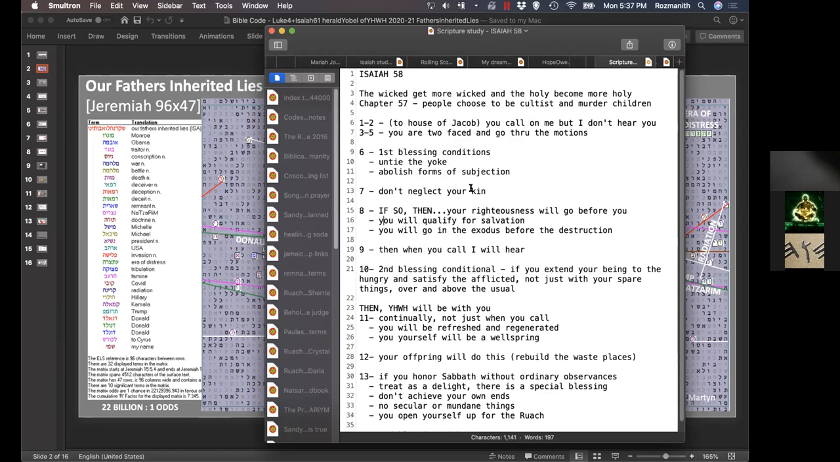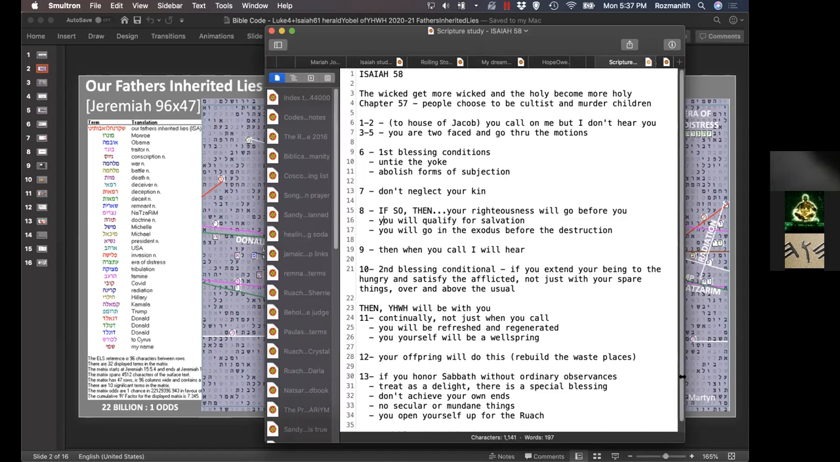So this is almost like, even if you are goyim, this will happen. The second is, if you're higher than that, and then the last part of it is what your offspring will do. They will rebuild the waste places.